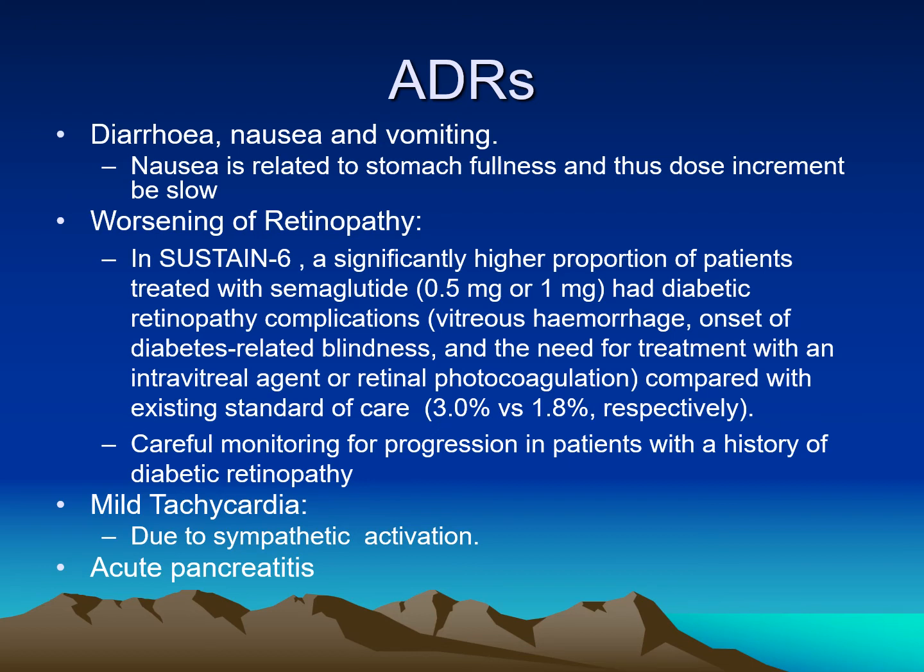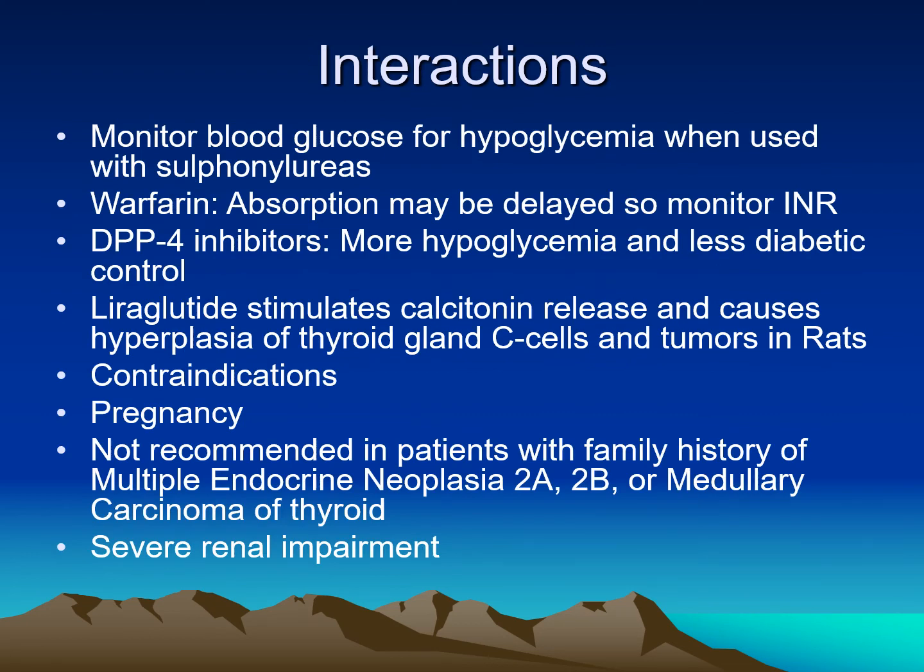What is more important is that interactions would be more when we are giving these drugs with other agents. Hypoglycemia occurs with sulfonylurea, otherwise not. Warfarin absorption may be delayed because of changes in gastric emptying. Therefore, INR may be monitored. When we give DPP-4 inhibitors with glutides, there is more hypoglycemia and poor anti-diabetic control occurs.